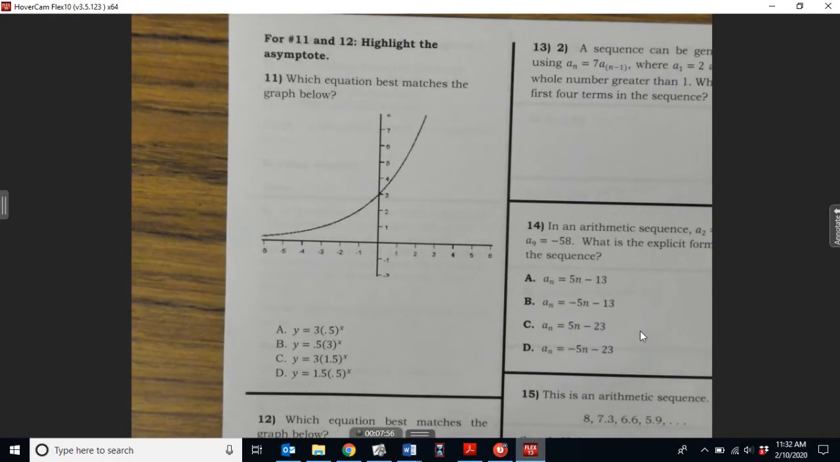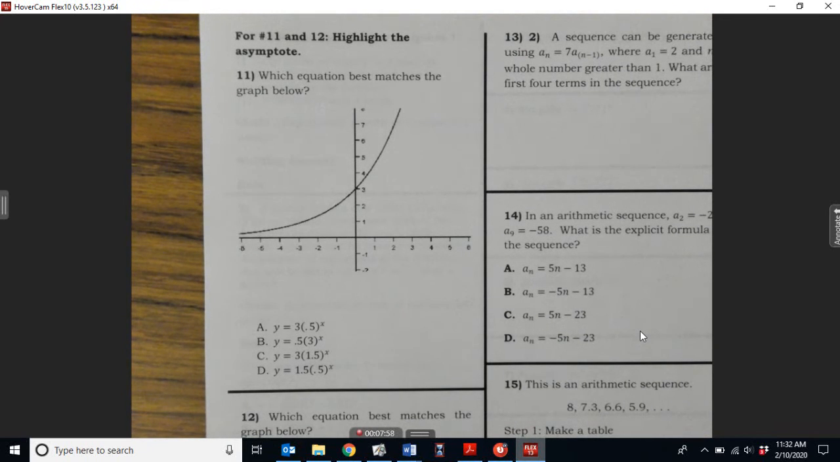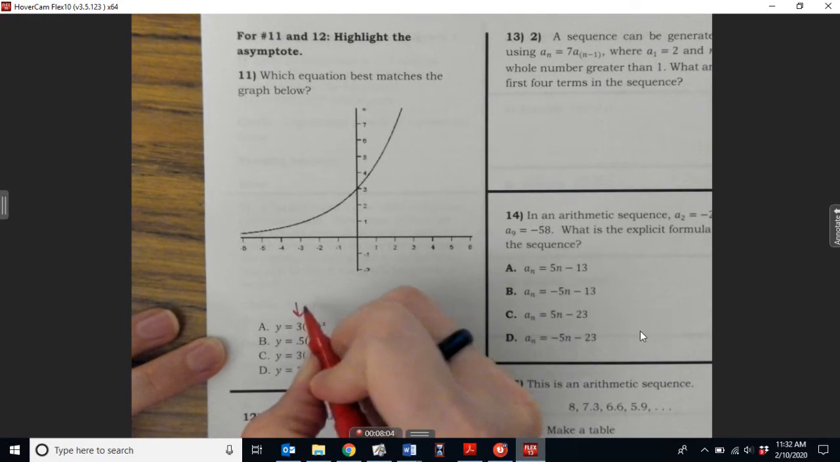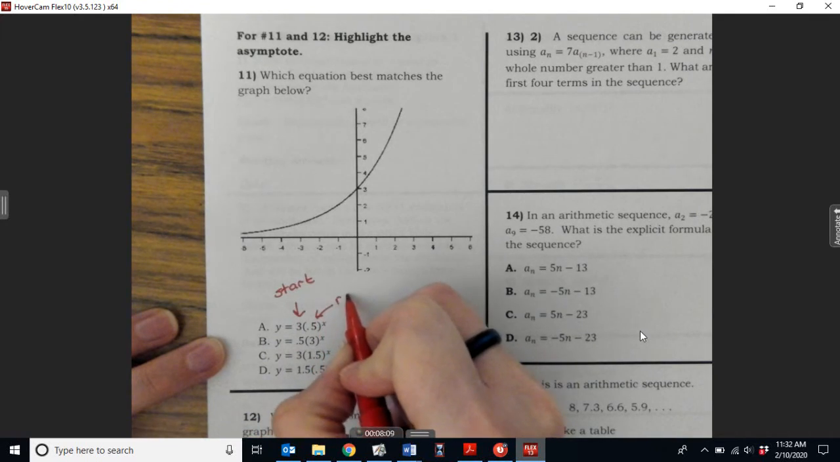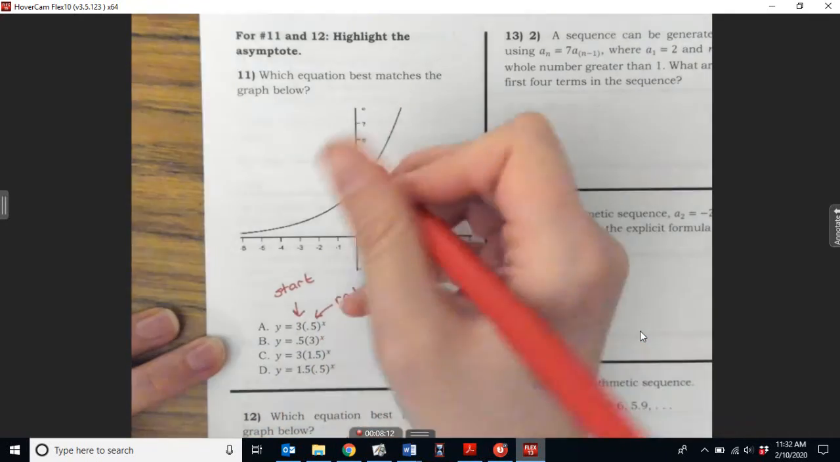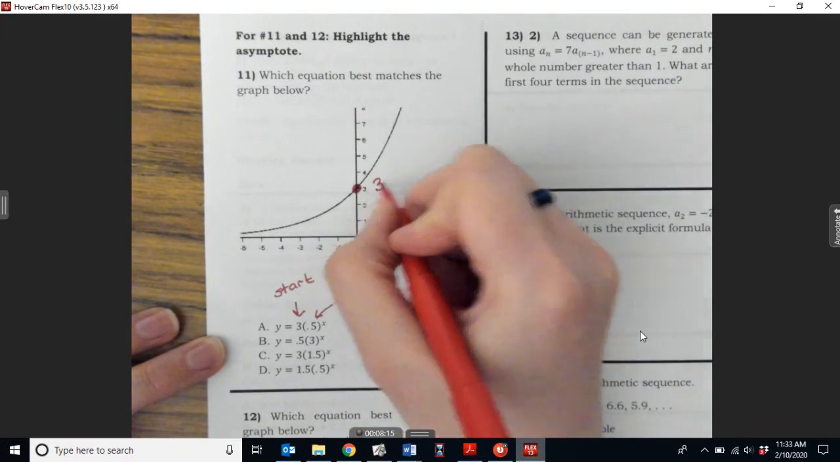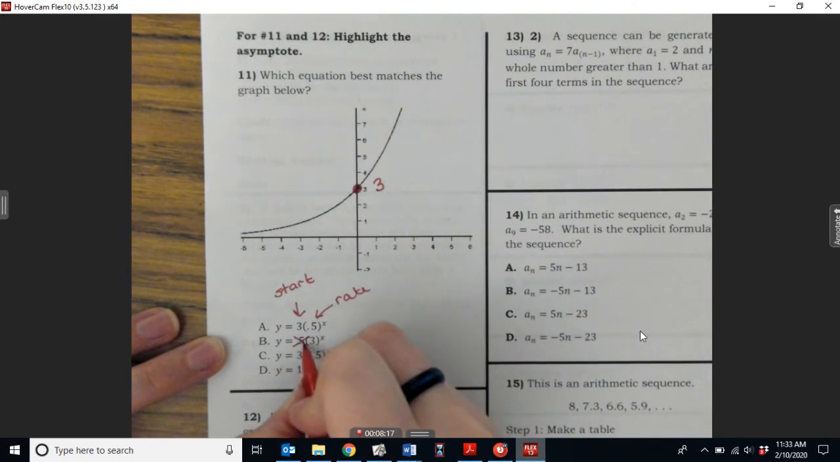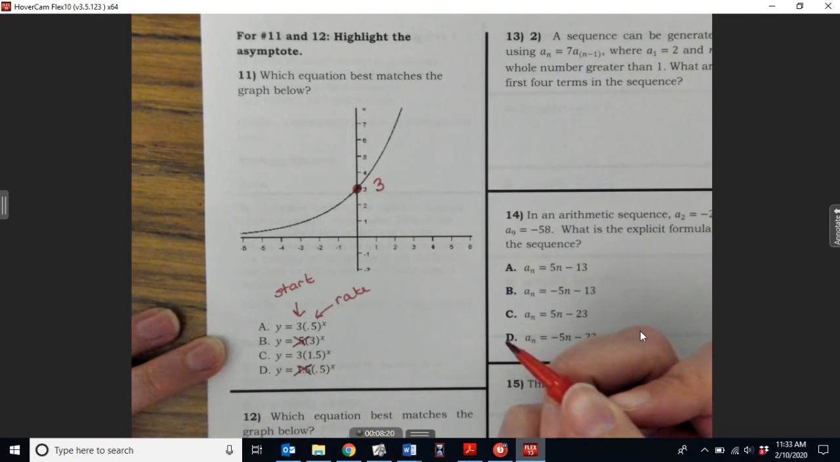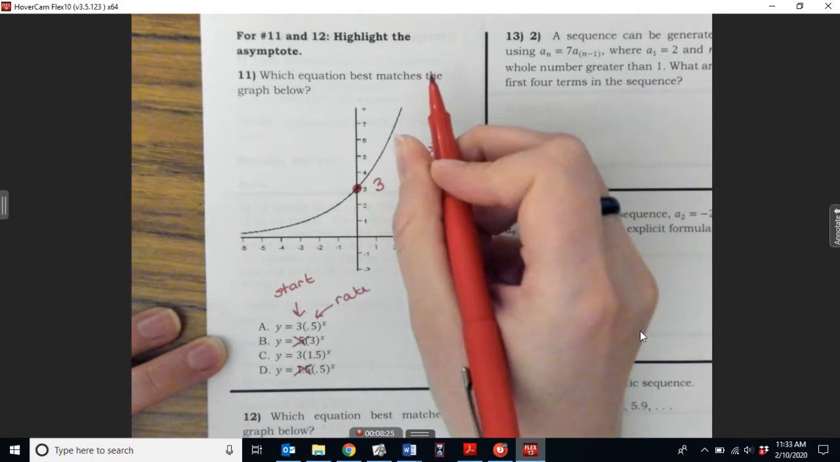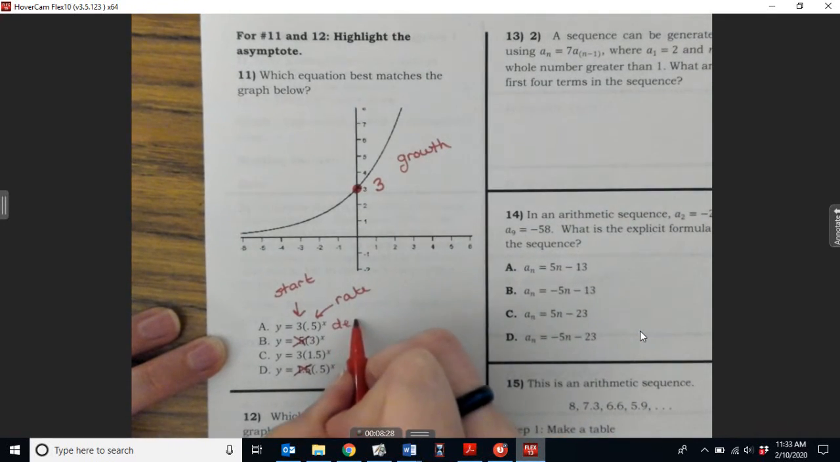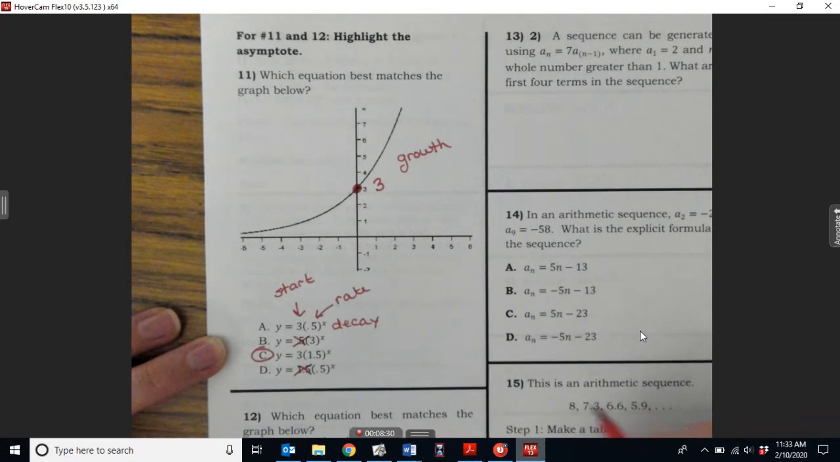Number 11. Which equation best matches the graph below? And I need you to remember that this first number is your start, and this is your rate. And here my graph starts at 3. So I need an equation that also starts at 3. And then my graph is a growth graph. It is going up. And this one is decay, which means C has to be my answer. Process of elimination.